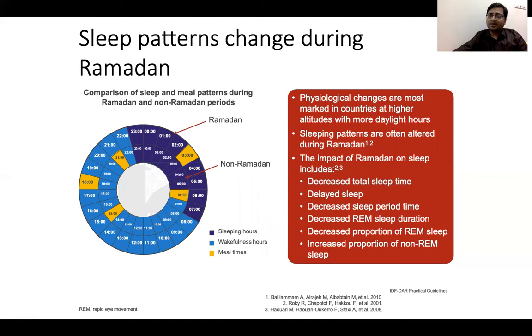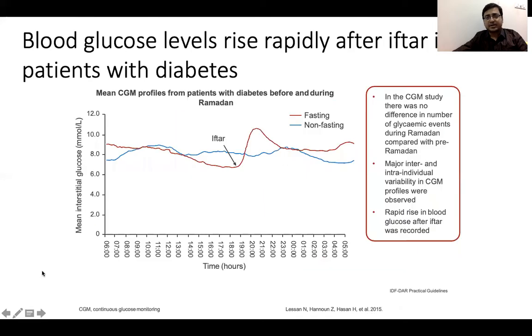If we compare the sleep and meal patterns during Ramadan and non-Ramadan periods, then you will understand that physiological changes are most marked in countries at higher altitude with more daylight hours. Sleeping patterns are often altered during this period. The impact of Ramadan on sleep includes decreased total sleep time, delayed sleep, decreased sleep period time, decreased REM sleep duration, decreased proportion of REM sleep, and increased proportion of non-REM sleep. So this rapid eye movement and non-rapid eye movement sleep has been altered significantly.